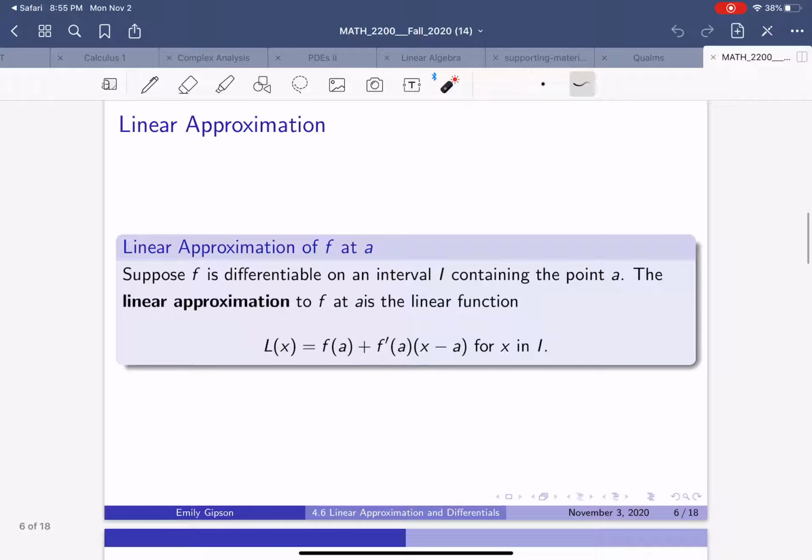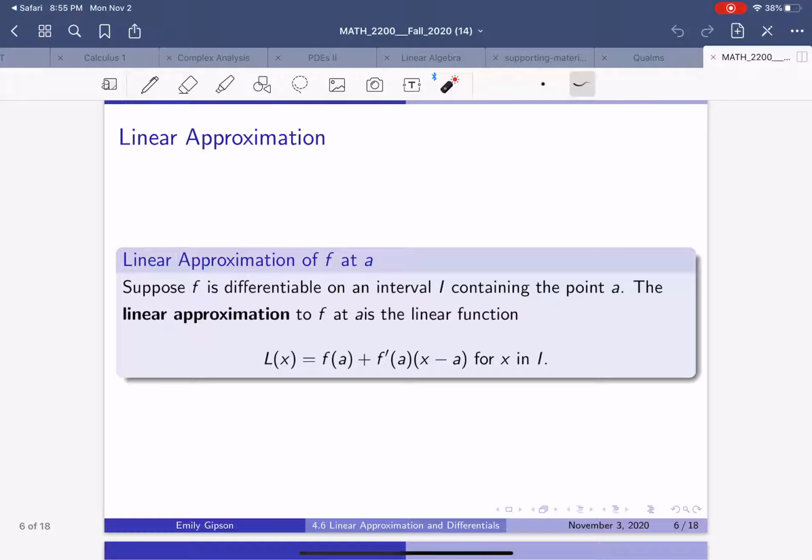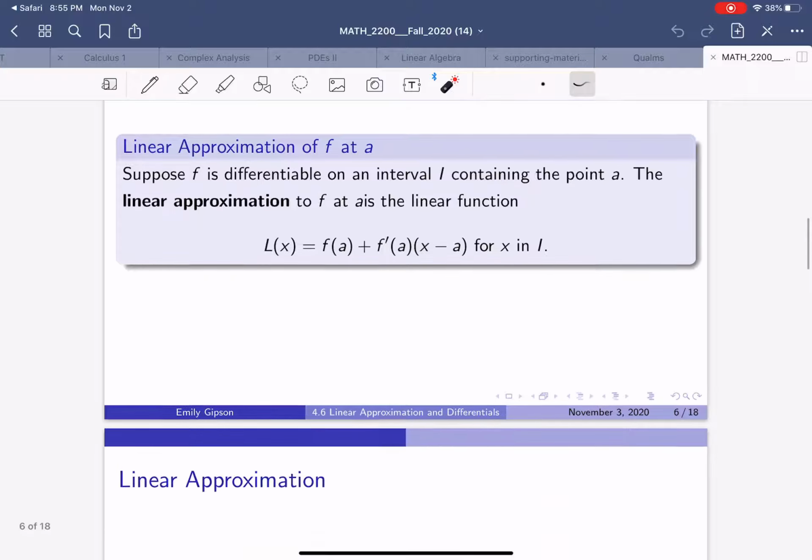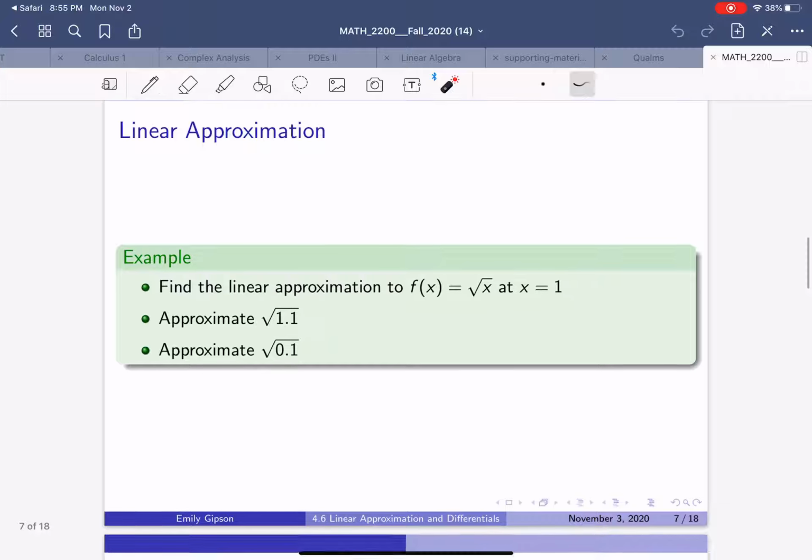So here's the definition for you. Suppose f is differentiable on an interval I containing the point A. The linear approximation to f at A is the linear function L equals f(A) plus f prime of A times x minus A, for x values in your interval I. So let's go ahead and do an example.